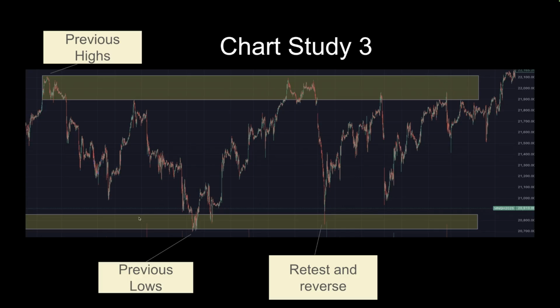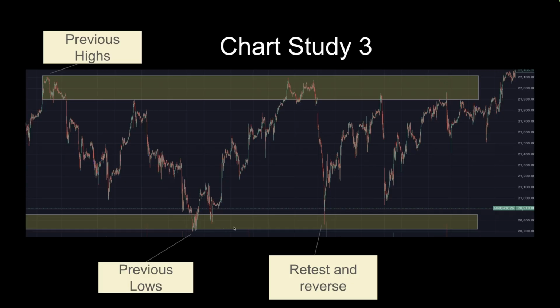Now let's mark these lows here. Okay, so we know that we had a previous low down here, right? And then we came down and actually retested this low and reversed straight out of it. Okay, so that's interesting. So we know that there's a lot of liquidity sitting here. We know that a lot of people are placing trades, placing orders down here.